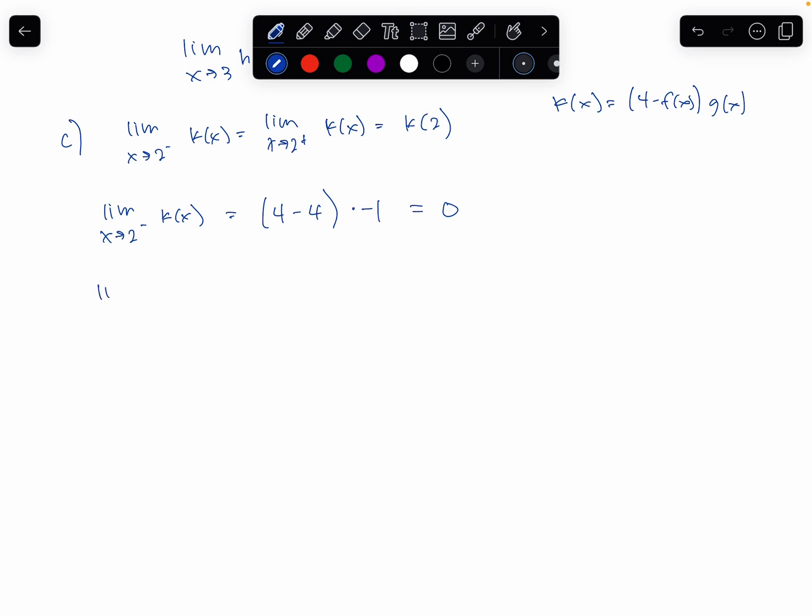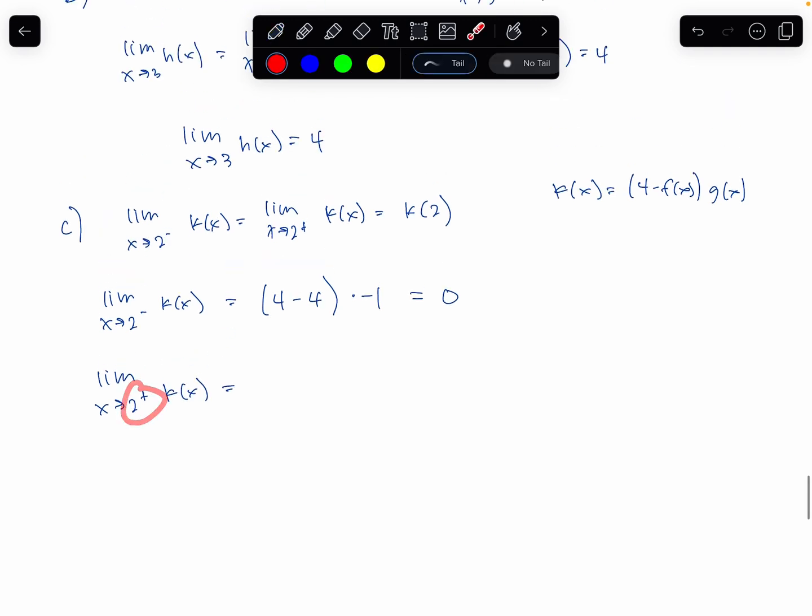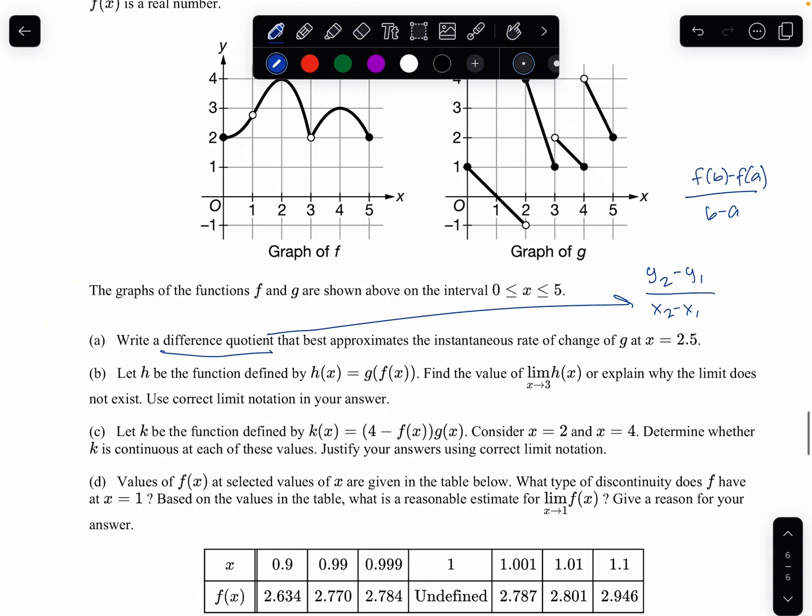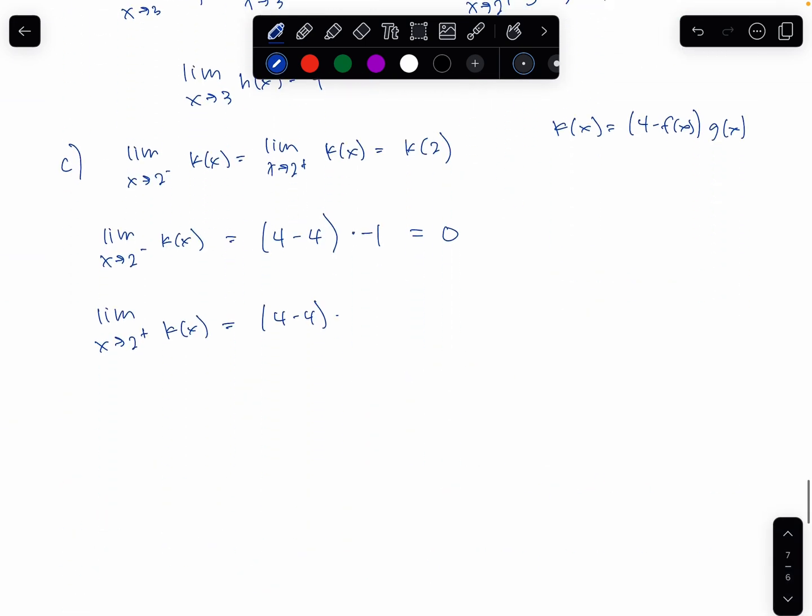Now, you have to do the limit as x approaches 2 from the right of k of x. We already did the limit of f of x as x approaches 2 from the right or from the left, and it is going to be 4. So this is just going to be 4 minus 4 times, if we check the limit of g as x approaches 2 from the right, that's going to be 4. It doesn't matter because this will be 0.